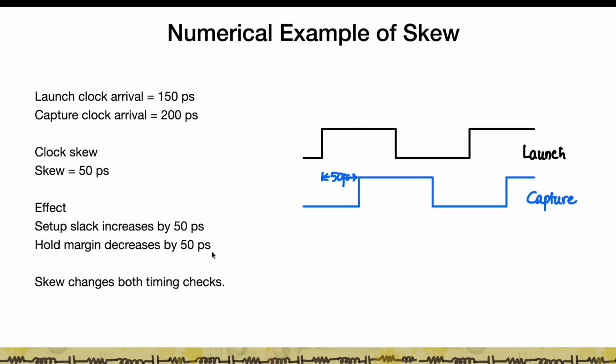Effect on hold: the hold window expands. Hold margin decreases by 50 picoseconds. So if the minimum path delay was already tight, this same 50 picoseconds of positive skew could create a hold violation. Notice that skew moves setup and hold margins in opposite directions by the same amount. Every picosecond you gain on setup, you lose on hold. This is a conserved quantity. There's no free lunch in the clock domain.